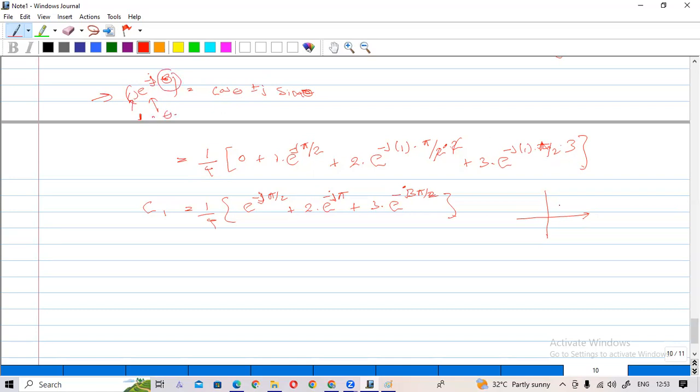So if you represent the complex number e to the power minus j theta in the complex plane, this is the real axis and this is the imaginary axis. Remember that.